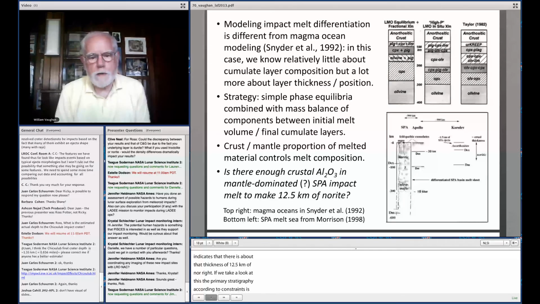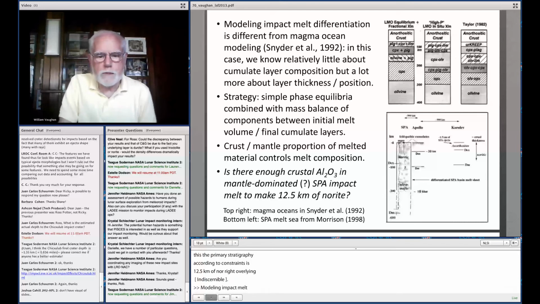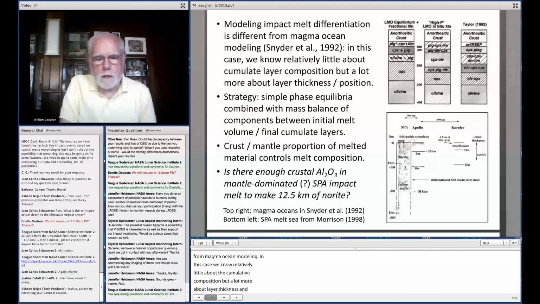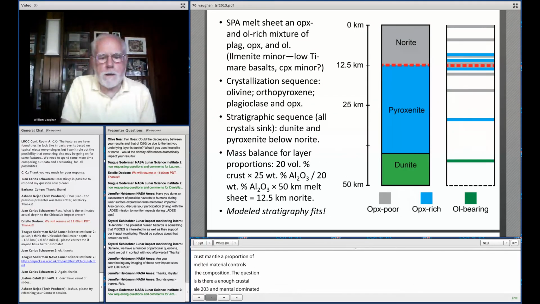Next, please. Now, modeling impact melt differentiation is different from magma ocean modeling. In this case, we know relatively little about the cumulate layer composition, but a lot more about layer thickness and position. So the strategy is to use simple phase equilibria combined with mass balance of components between the initial melt volume and the final cumulate layers. So the crust-mantle proportion of melted material controls the melt composition. The question is, is there enough crustal Al2O3 in mantle-dominated SPA impact melt to make 12.5 kilometers of norite?